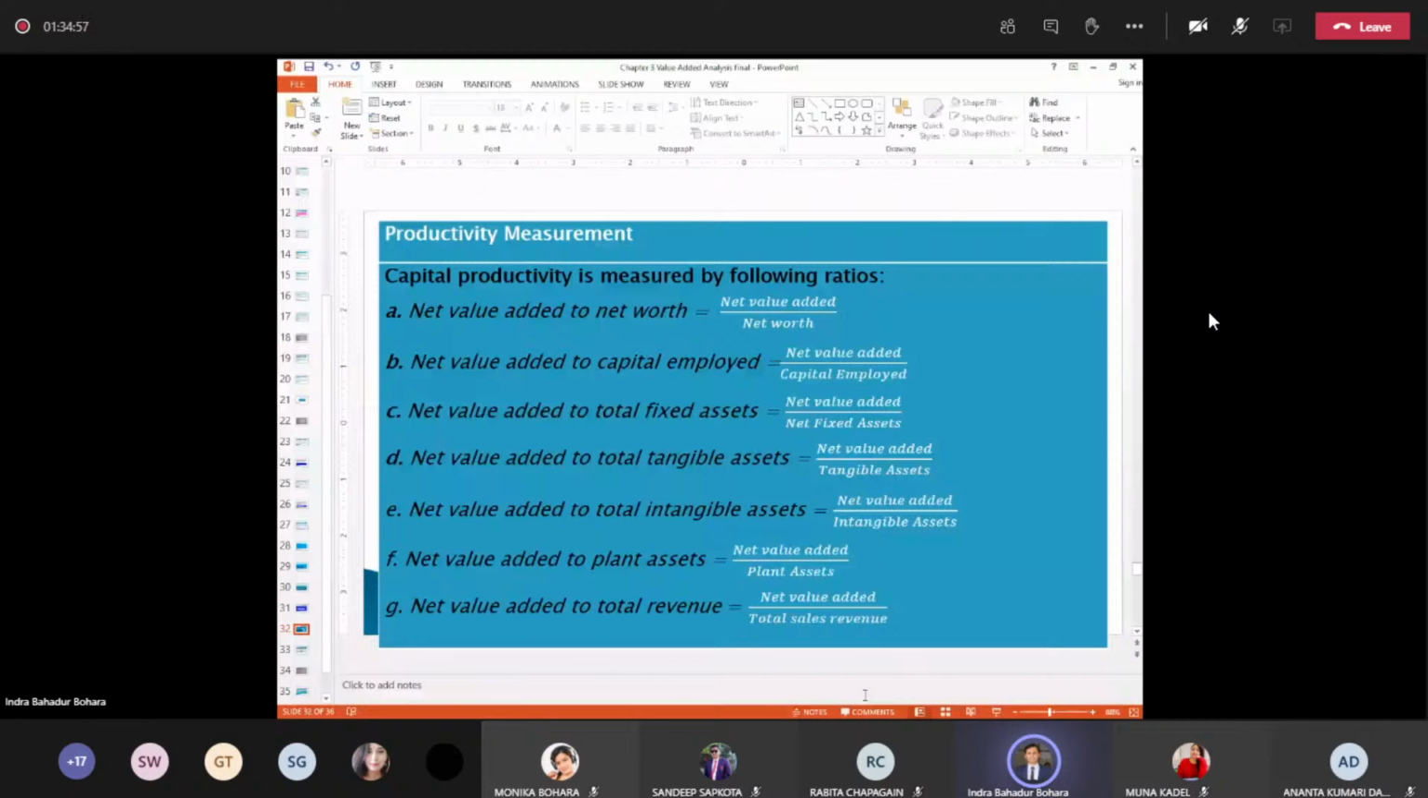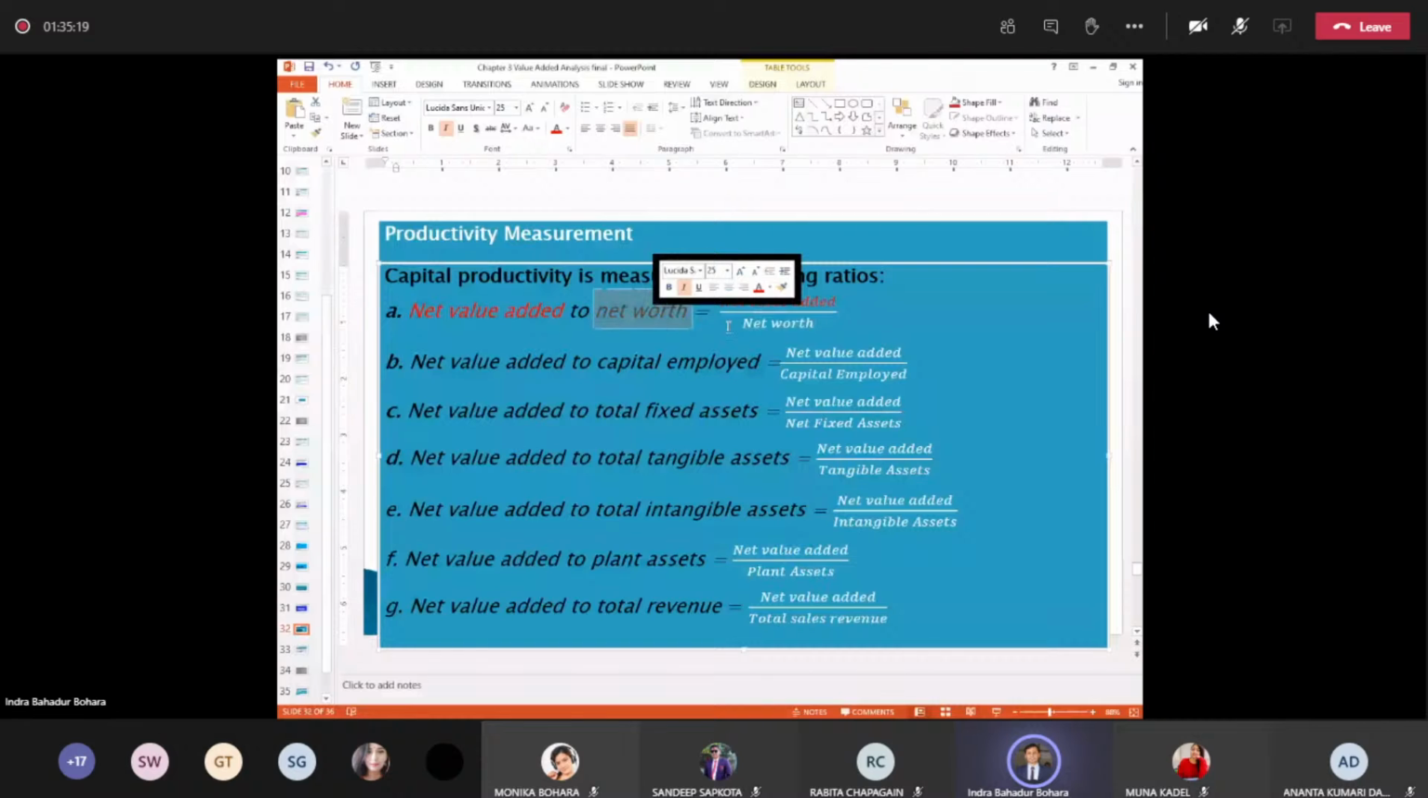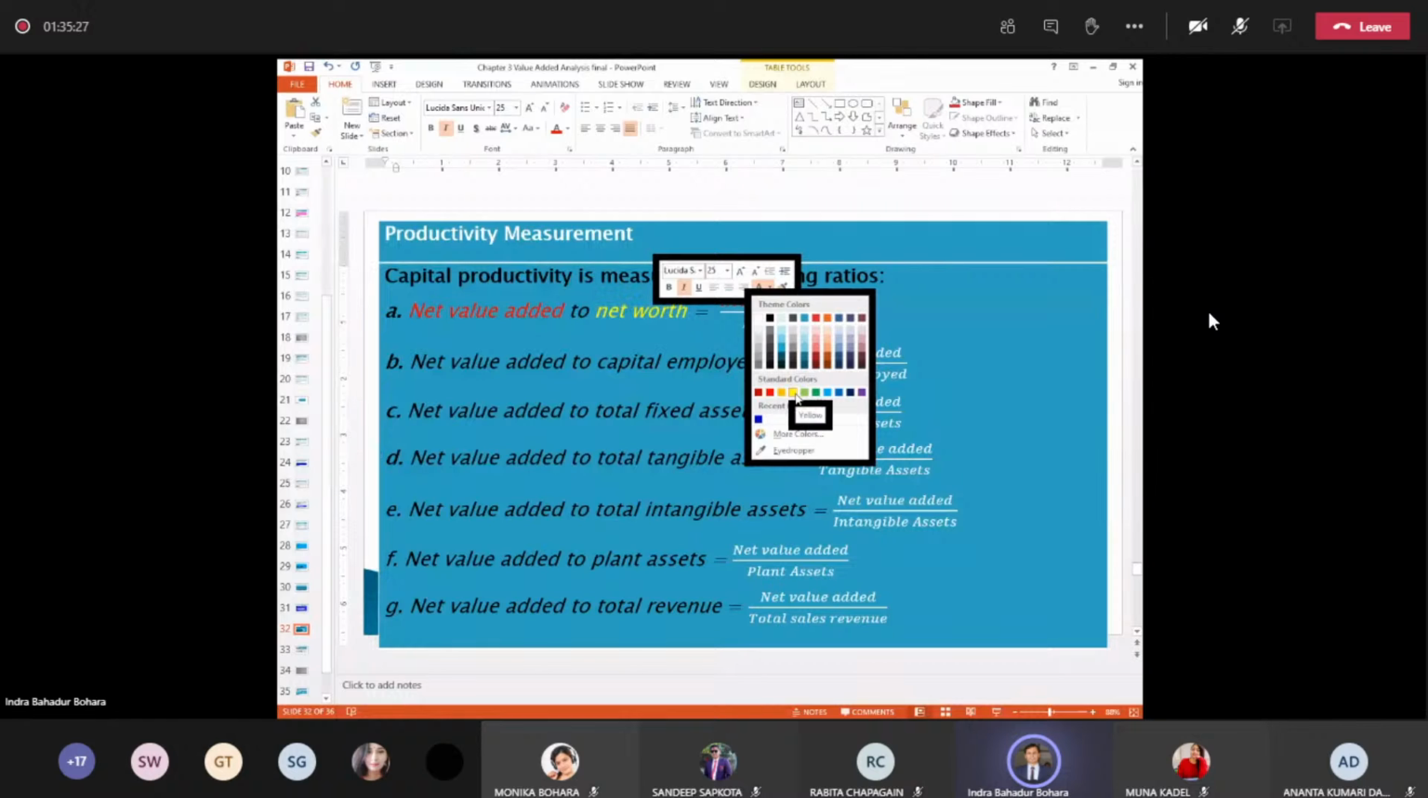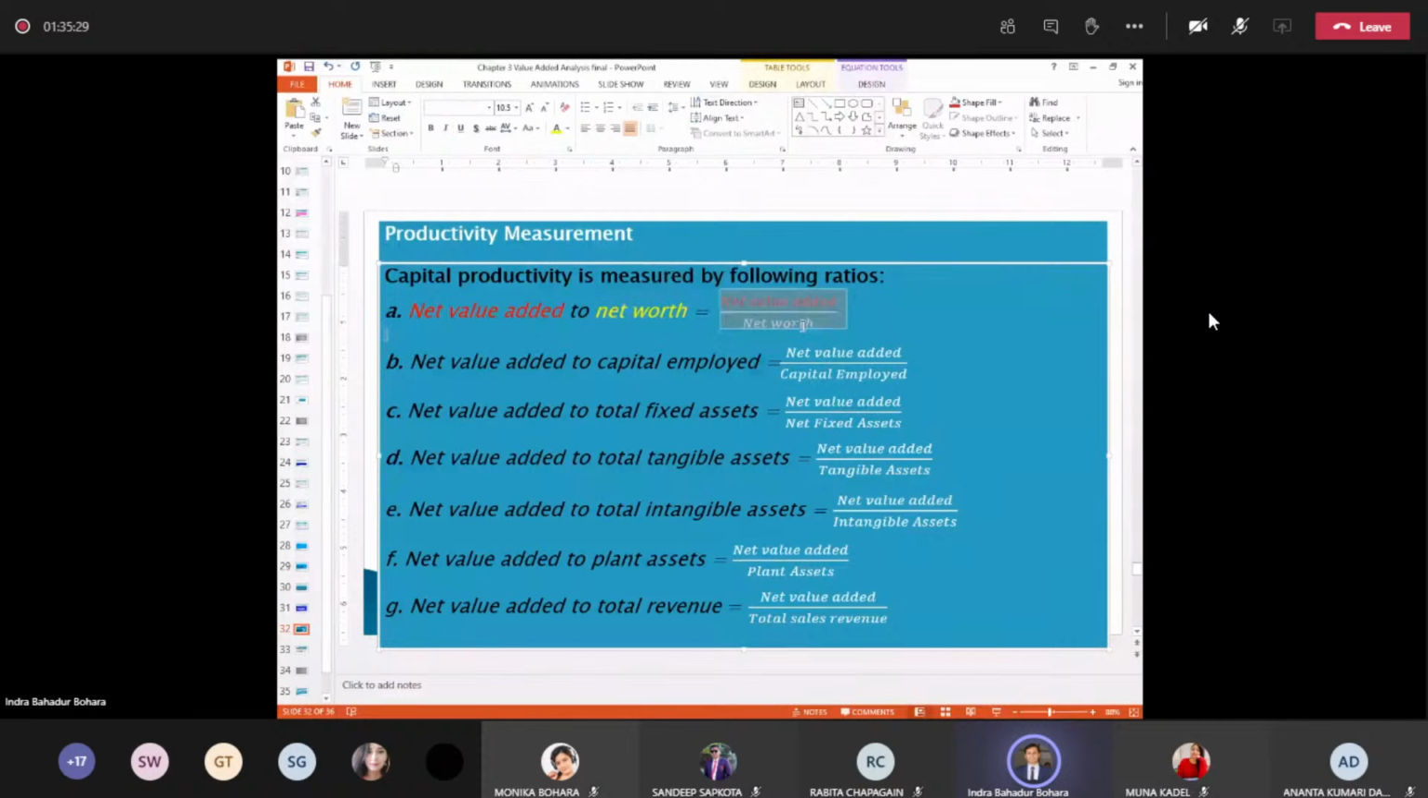So it is very easy. I had already told you, net value added to net worth. The first factor is net value added, which should be in the numerator, and the second is net worth. How do we calculate net worth? If you are given net worth, no problem. But how do we calculate net worth if it is not given?